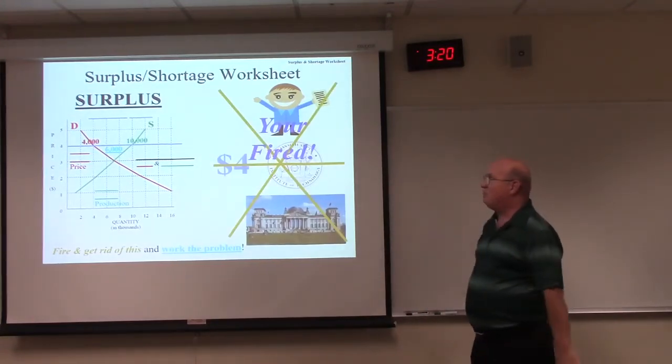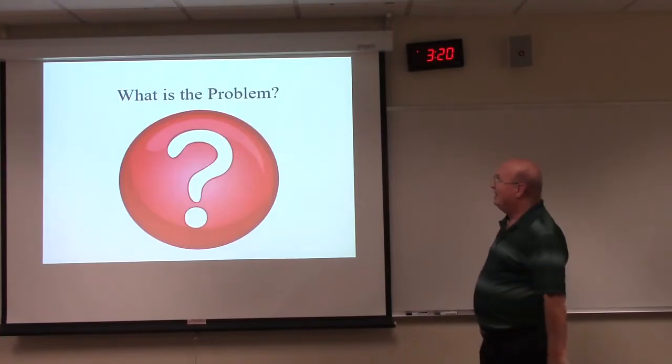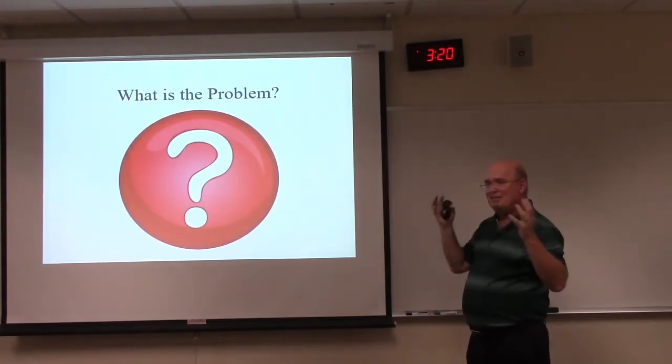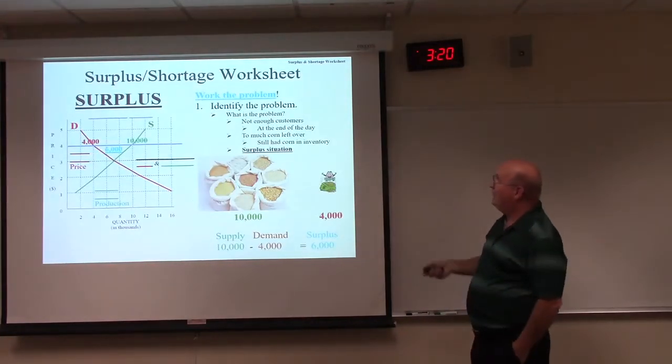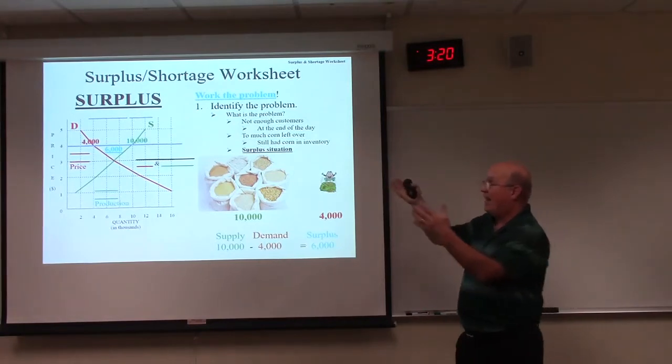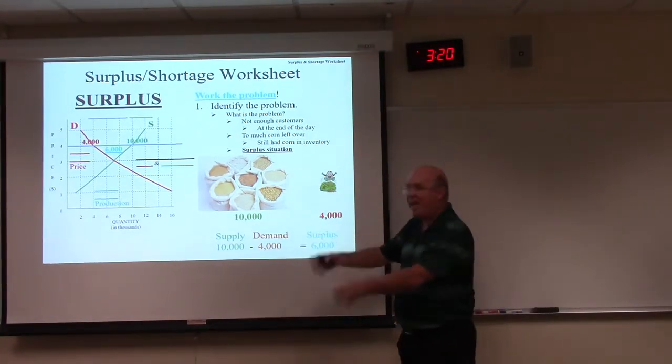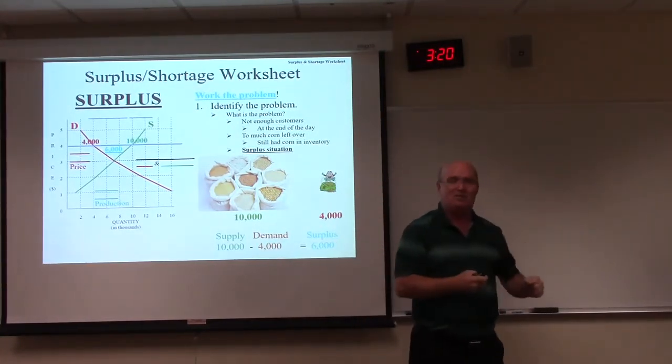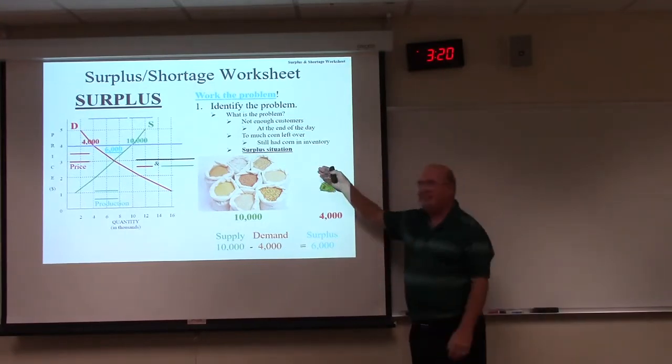So the first thing we do is we fire this person. Then we go, problem, what is it? Well, let me see. We're going to work the problem. The first thing is we identify the problem. And what is it? Not enough customers at the end of the day. Corn left over. Surplus situation.